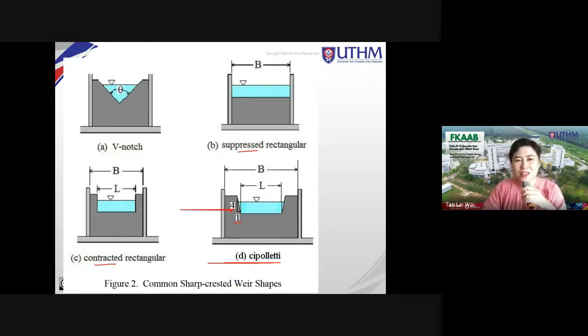Suppressed means there's no contraction at both sides. If it's contracted, it is contracted at both sides. In certain cases, you can see it is contracted at one side only, either left or right. Okay.